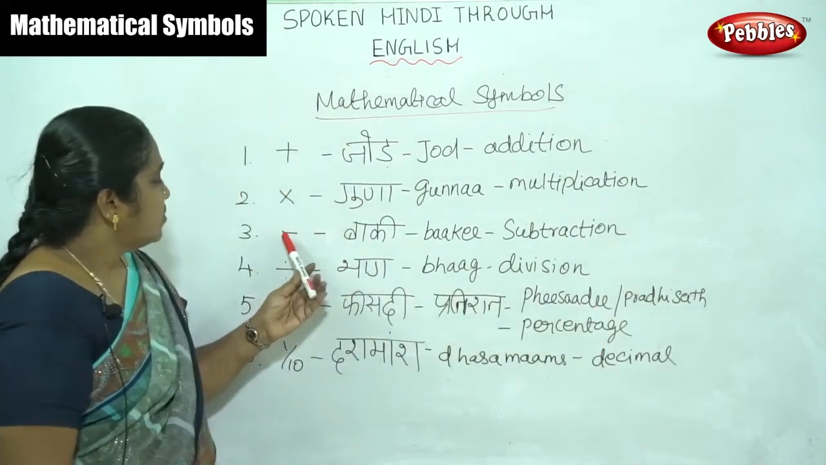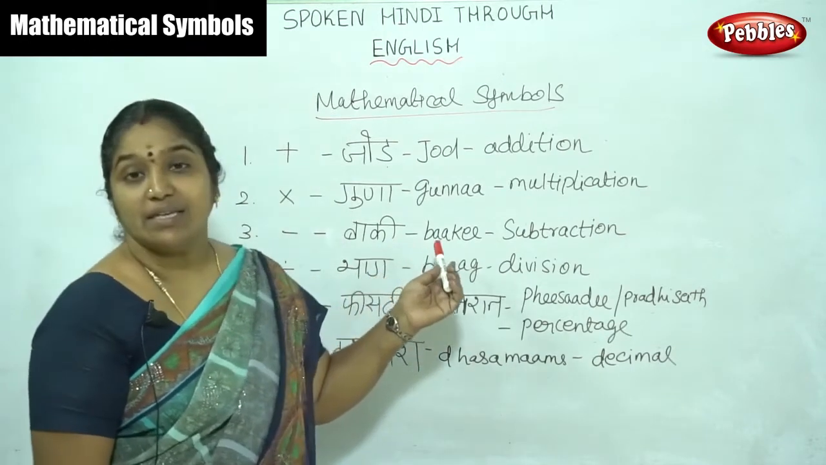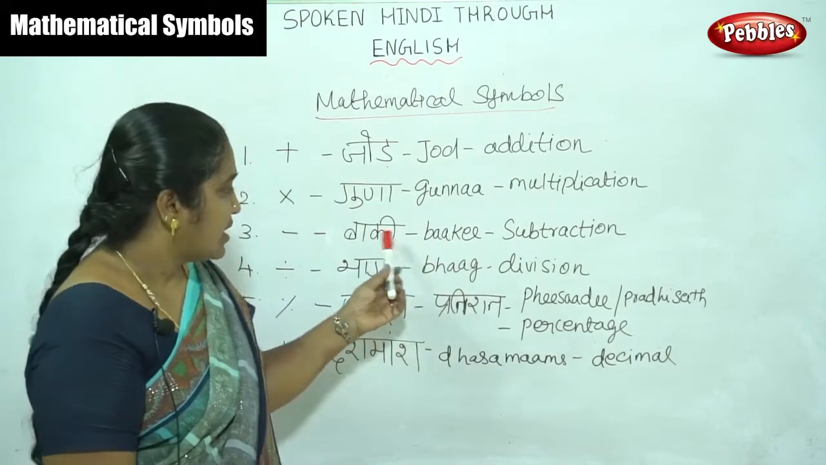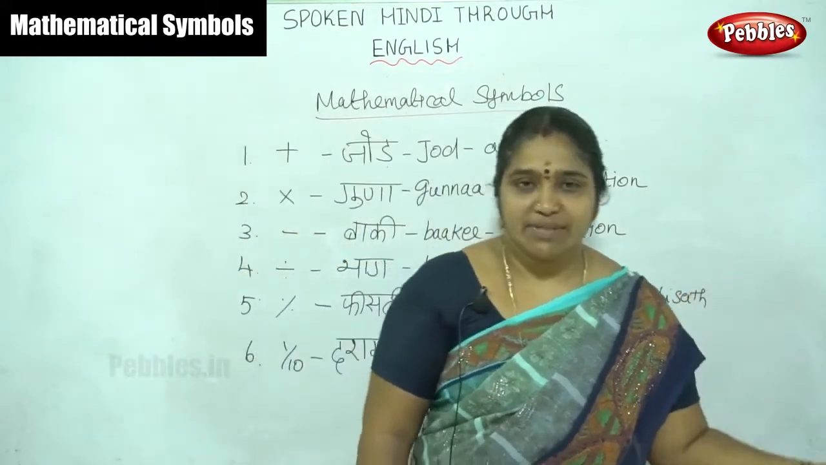Then the third one is minus. We call it baki. Baki means subtraction.